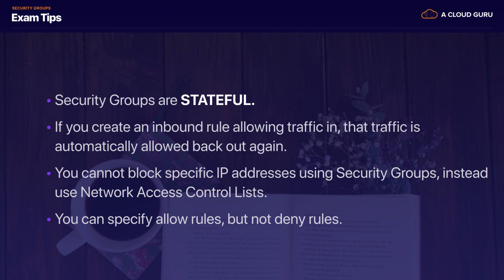And then finally, you can specifically allow rules, but you cannot set any deny rules in a security group. So if you see any scenario questions about setting up a deny rule on a security group, they don't work like that. By default, they deny everything, but then you go in and allow. You can't put a specific deny rule on a security group, but you can do that with network access control lists. And like I said, we will cover that off in the VPC section of the course.